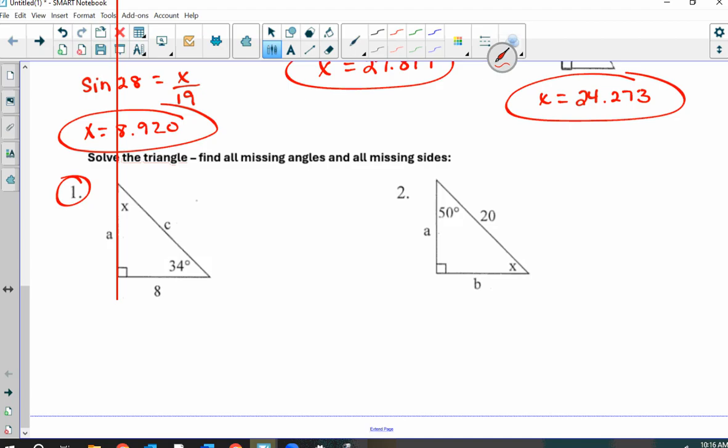And guys, do not use a rounded answer to find another answer. So like if you find A first, don't use the rounded A to find side C. Okay, that's my tip for you.